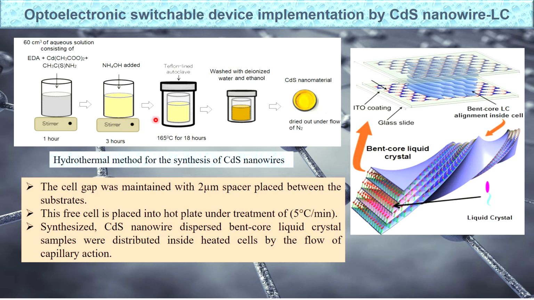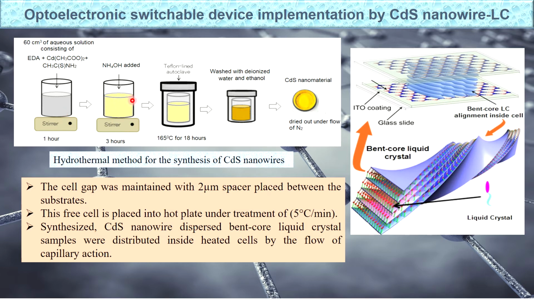This figure shows the various steps involved in the fabrication of CdS nanowire. CdS nanowire is fabricated using hydrothermal synthesis, where an aqueous solution consisting of ethylenediamine, cadmium acetate, and thioacetamide is prepared and left for 1 hour under continuous uniform stirring by a magnetic stirrer.